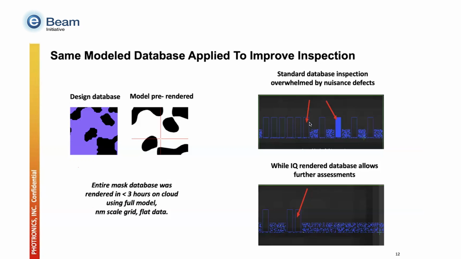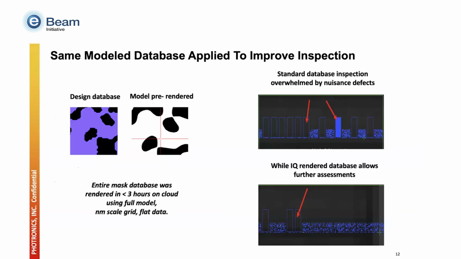It's a little bit hard to see, but this is kind of a summation of an inspection report where you see these blocks here. That means the inspection was overwhelmed by nuisance defects. When we pre-render our database, you see in that case, most of the mask is able to be inspected. So at least we can take it to the next step. So that pre-rendering using a model-based inspection situation allows us a much more efficient way to get the mask inspected, especially for early prototyping, development work, and very complex designs, such as the one shown on this.